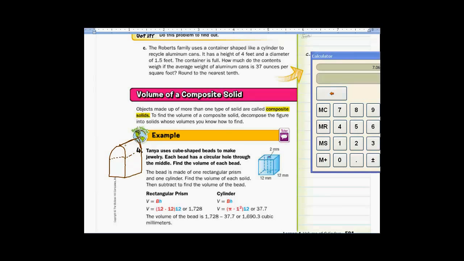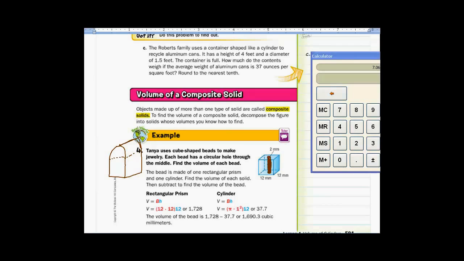Example 4 is the same thing. Tanya uses cube-shaped beads to make jewelry. Each bead has a circular hole through the middle. Find the volume of the bead. So if this is a bead and it's got a hole in the middle, you can't count this tube in the middle that allows her to thread it on a string because that's not there anymore. Okay? So if I ask you to find the volume of that bead, you cannot include that.